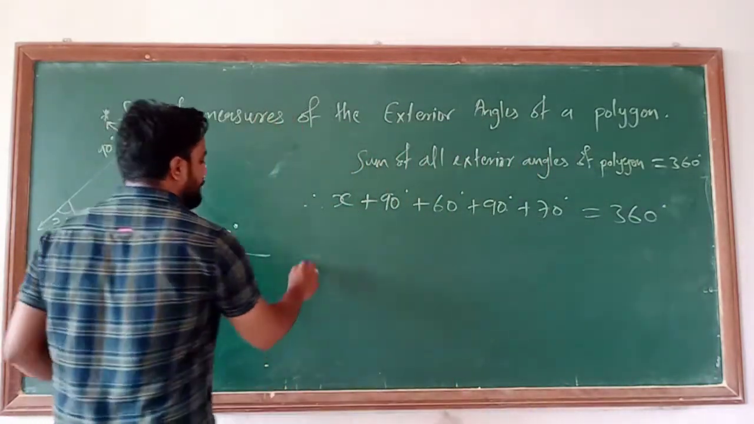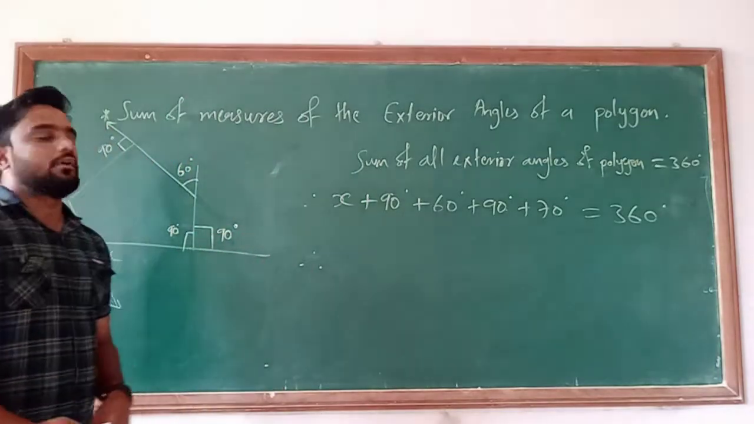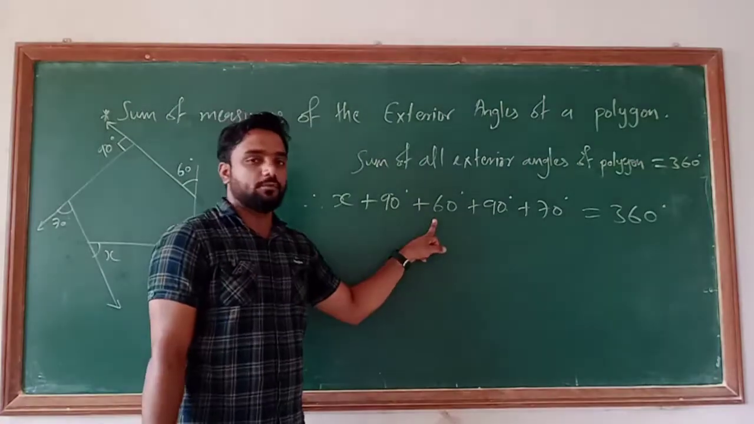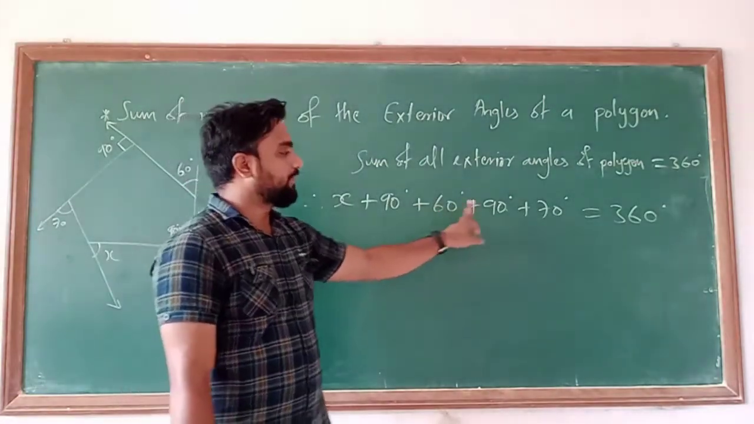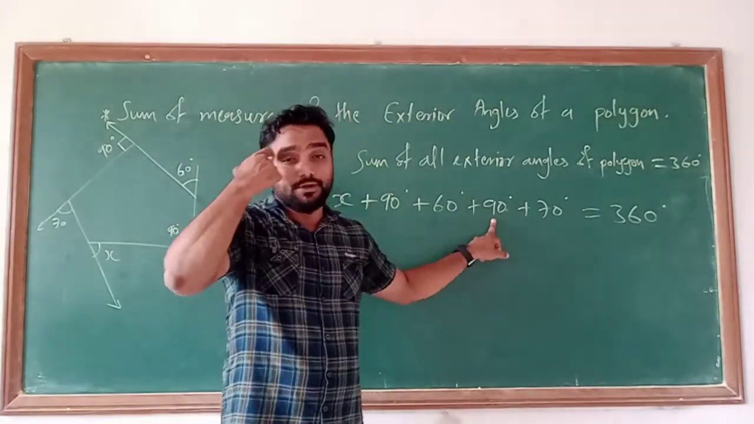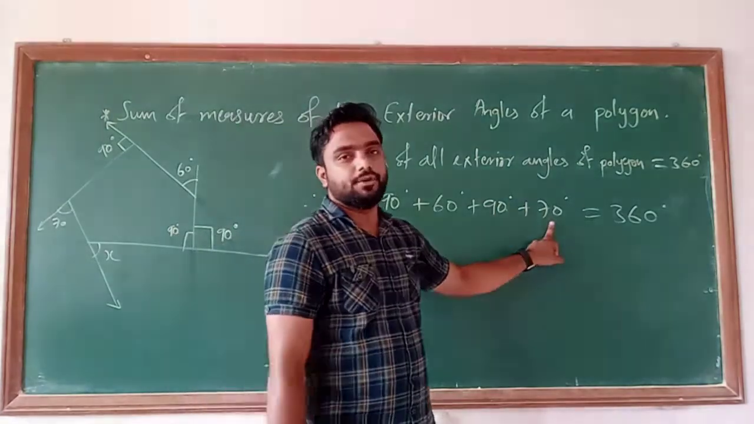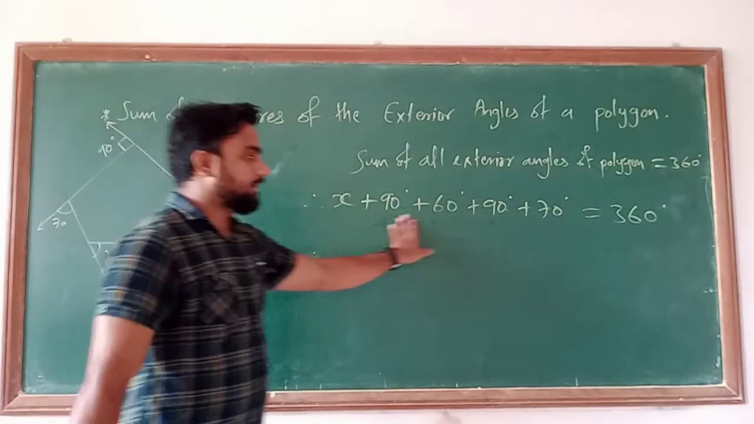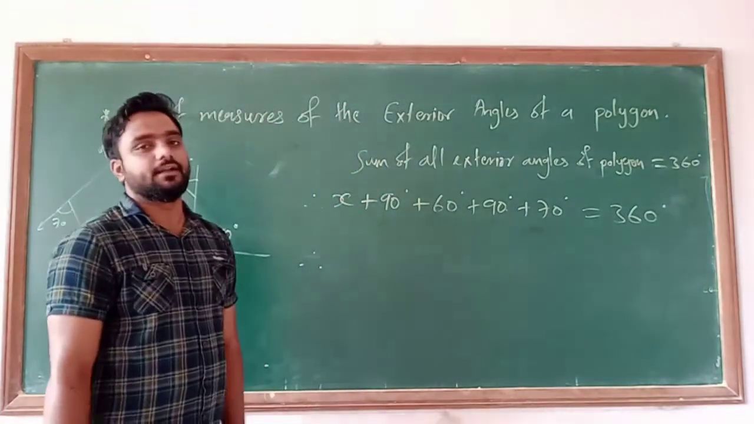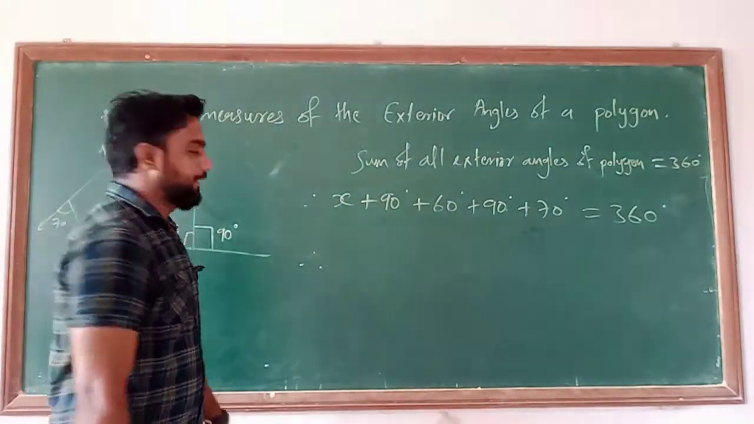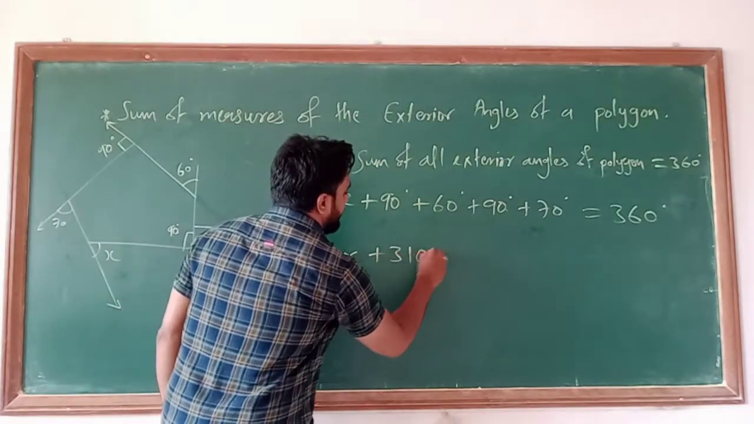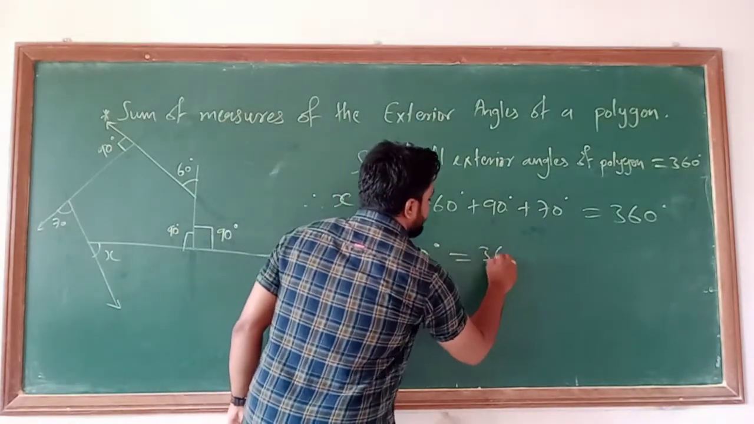Now do the summation of all these values, that is 90 plus 60, that is equal to how much? 150 degree. 150 plus 90, that is equal to how much? 240 degree. And 240 plus 70, that is equal to how much? 310 degree. Okay, if you sum all these values, what will be the answer? 310 degree.